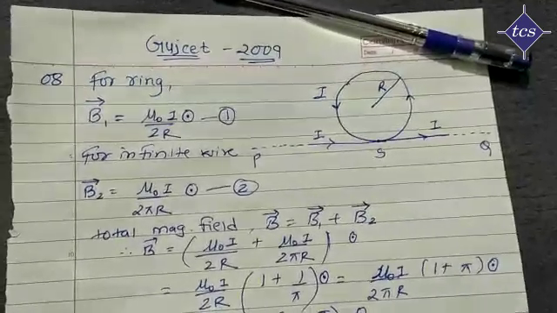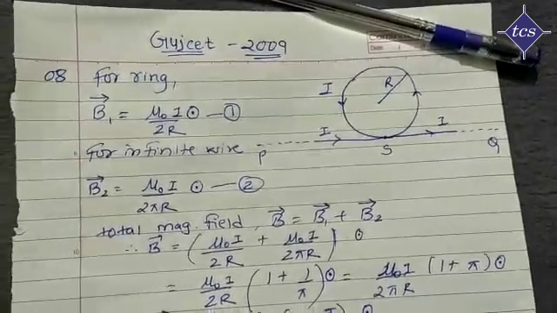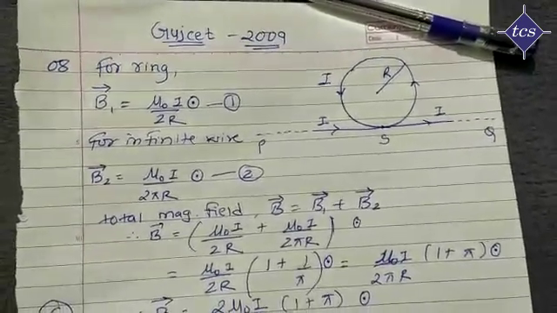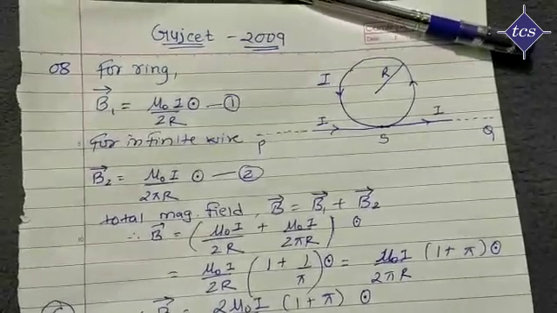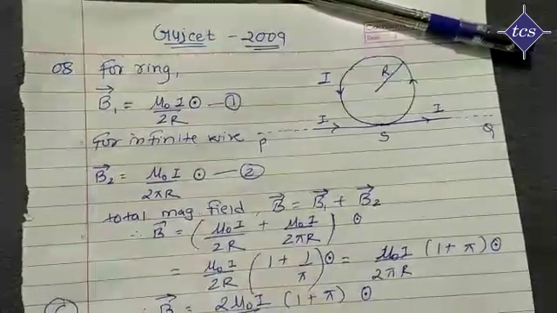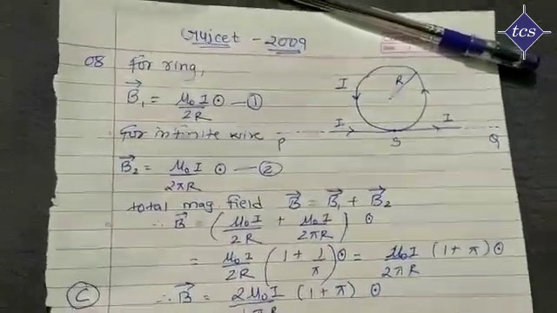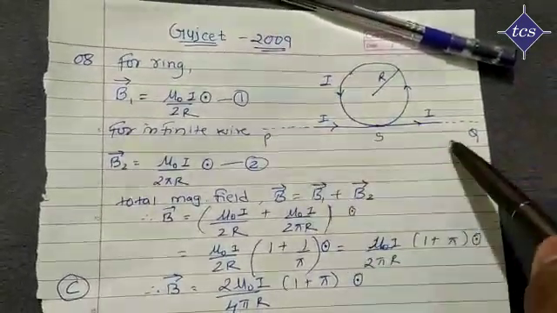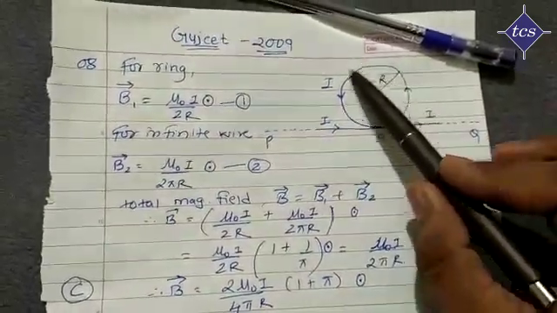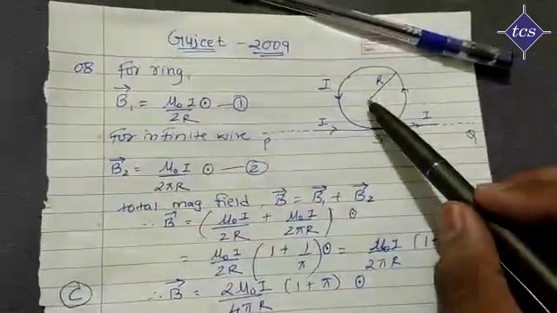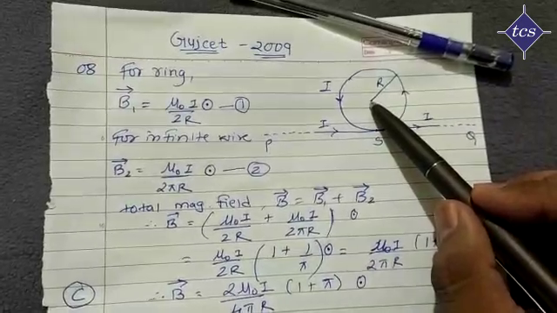I'll read the question. An infinite straight current carrying conductor is bent in such a way that a circular loop is formed on it as shown in the figure. If the radius of the loop is r, the magnetic field at the center of the loop is dash. So there is an infinite wire PQ which is bent into a circular loop. We want to find out the magnetic field at the center of the ring.